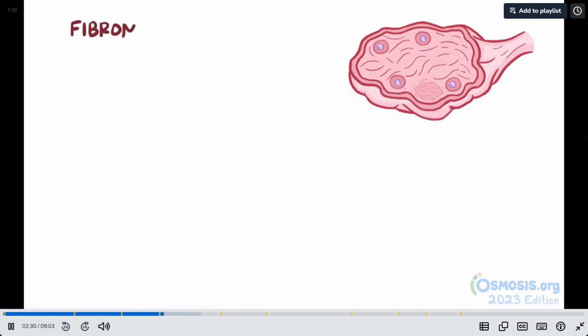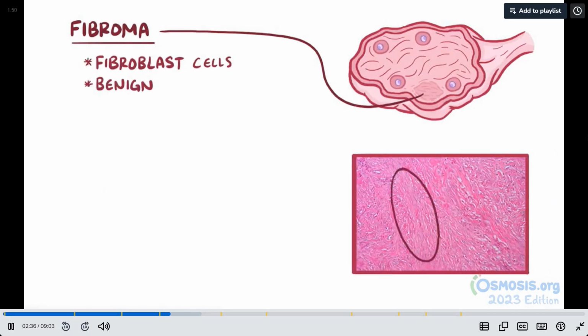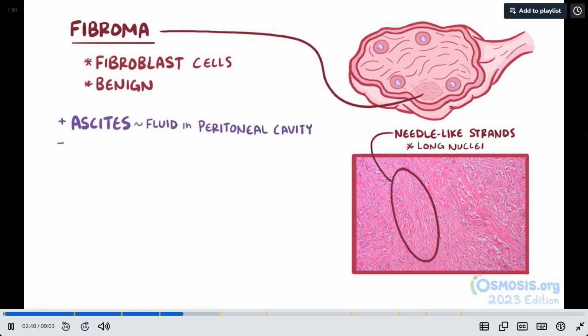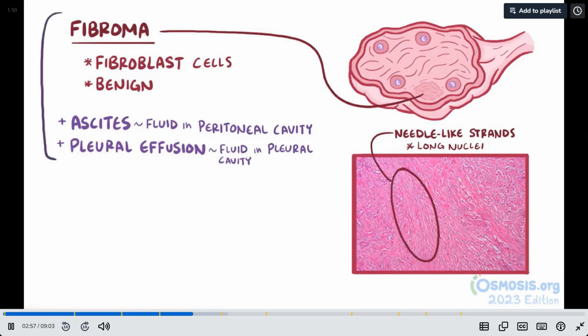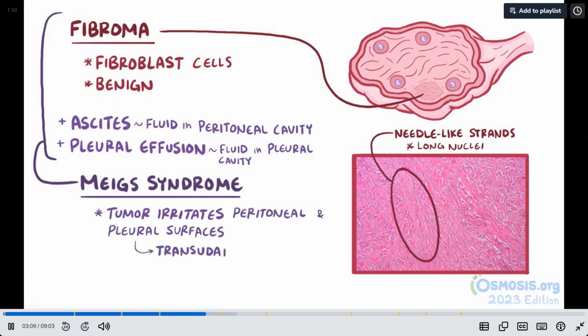The second type of tumors, fibromas, are made of fibroblasts and are benign tumors. Under the microscope, they look like thin, needle-like strands with elongated nuclei that are bundled together. Benign fibromas are often seen in combination with ascites, a fluid buildup in the peritoneal cavity, as well as pleural effusion, a fluid buildup in the pleural cavity. In fact, the clinical triad of a benign ovarian tumor with ascites and a pleural effusion is better known as Meigs syndrome. The exact pathogenesis here, though, is unclear, but it's thought that the solid ovarian tumor irritates the peritoneal and pleural surfaces, which leads to a transudative fluid buildup in both spaces.